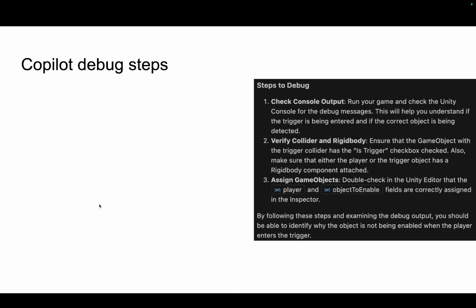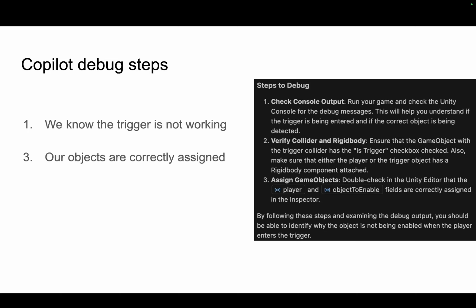So Copilot also gave us some debugging steps. We want to check the console output. Yep, we already did that. We know the trigger is not working. We want to make sure that the game objects are properly assigned. We also made sure that these are properly assigned. But then here's step 2, verify collider and rigid body. Ensure that the game object with the trigger collider has the isTrigger checkbox checked. We verified that. Also make sure that either the player or the trigger object has a rigid body component attached.